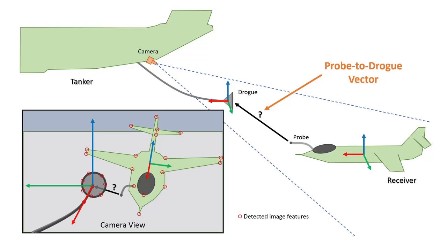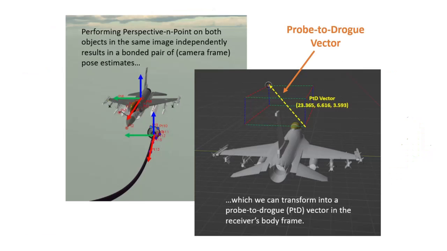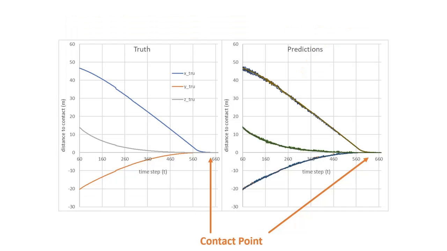The computer vision technique I'm currently experimenting with produces predicted probe-to-drogue vectors from the perspective of the receiver aircraft as shown here. The vector error for this technique averages near zero in all dimensions, but the standard deviation of the error grows as the distance between the camera and the object increases as shown here. In other words, predictions are noisy.